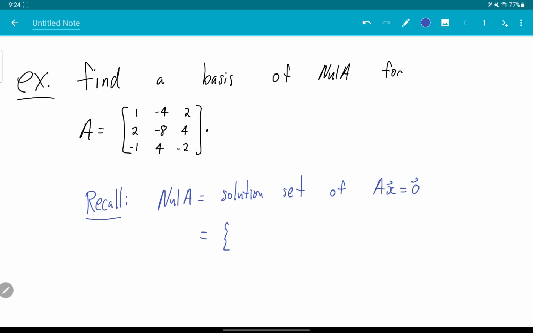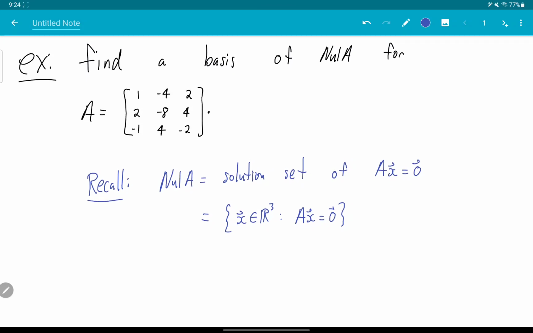More formally, it's the x's in R, well, in this case it's going to be R3 because there are 3 columns here, such that AX is the 0 vector. Okay.